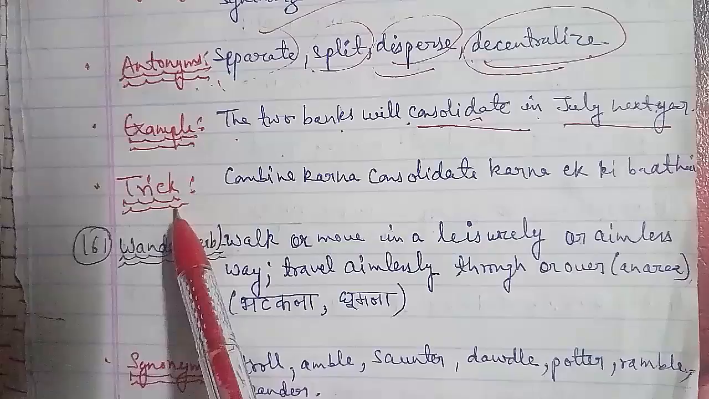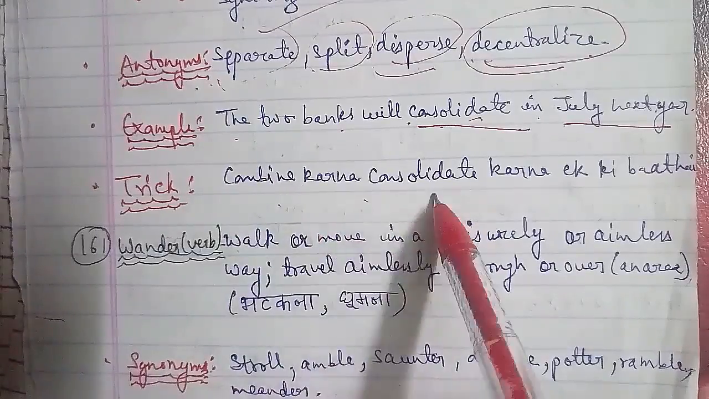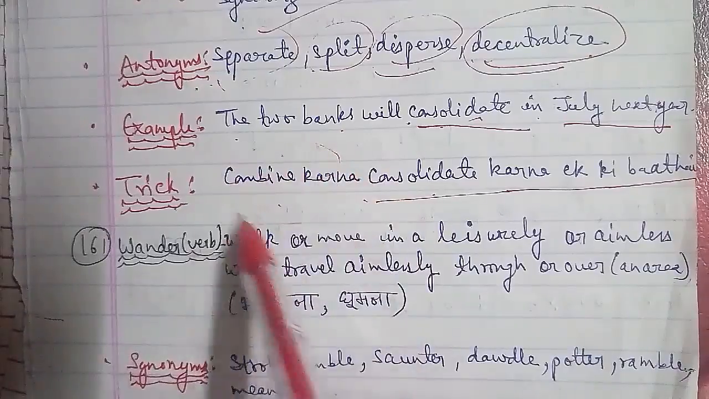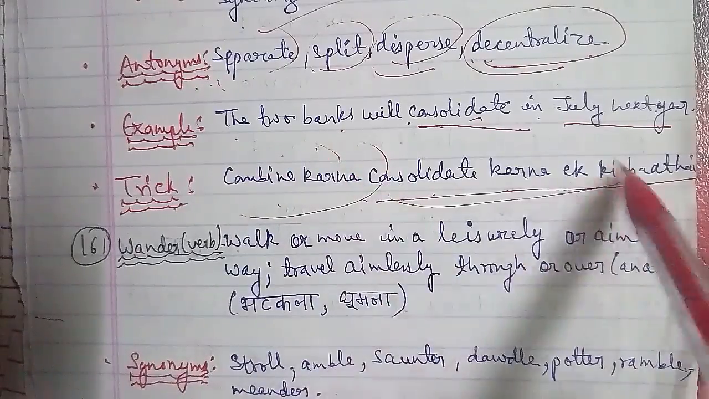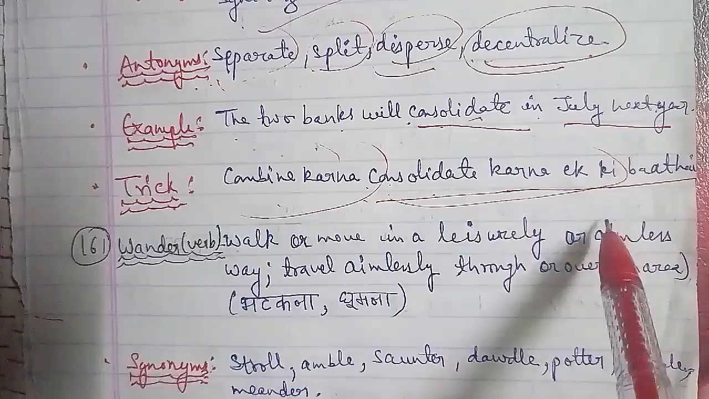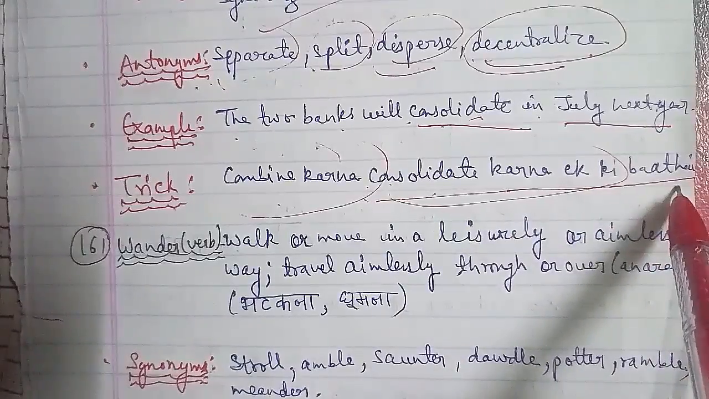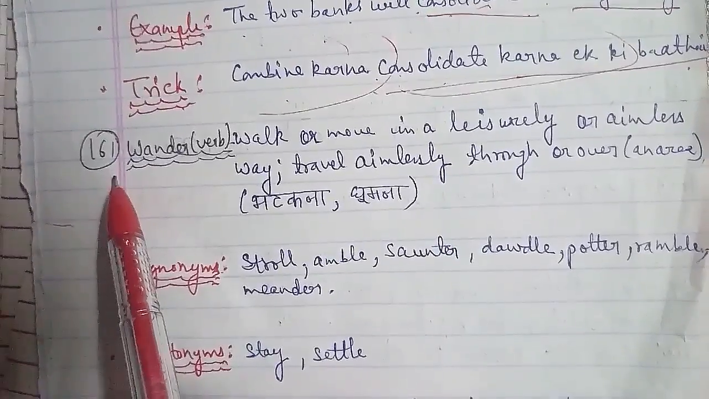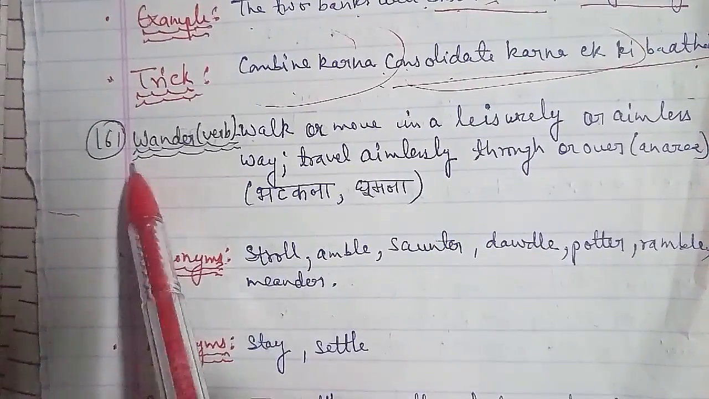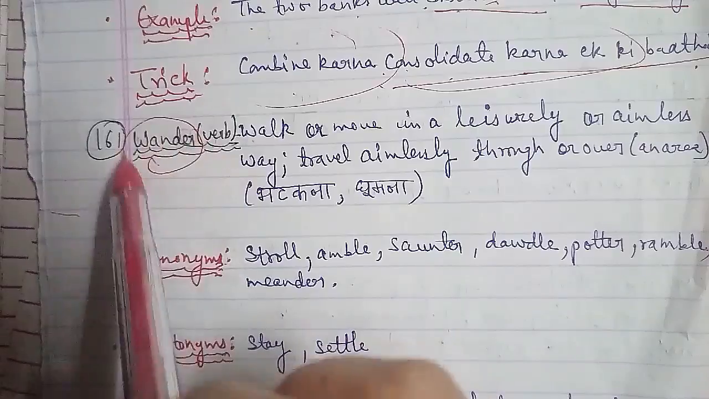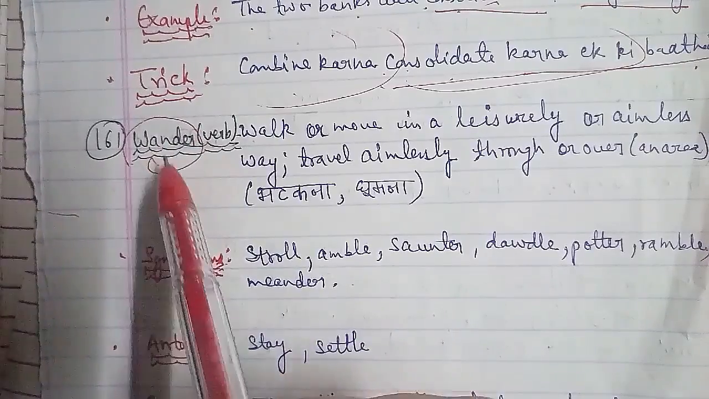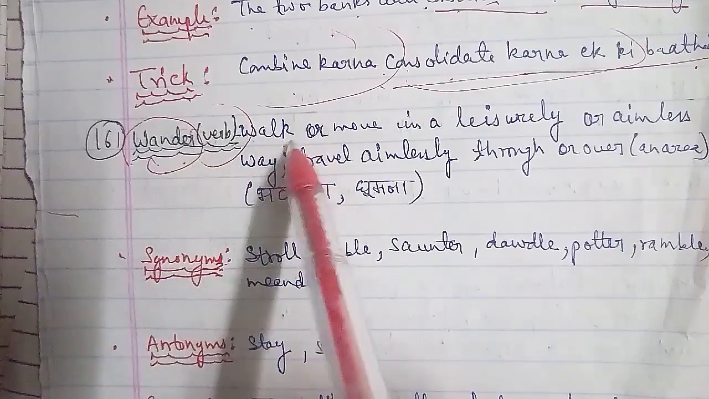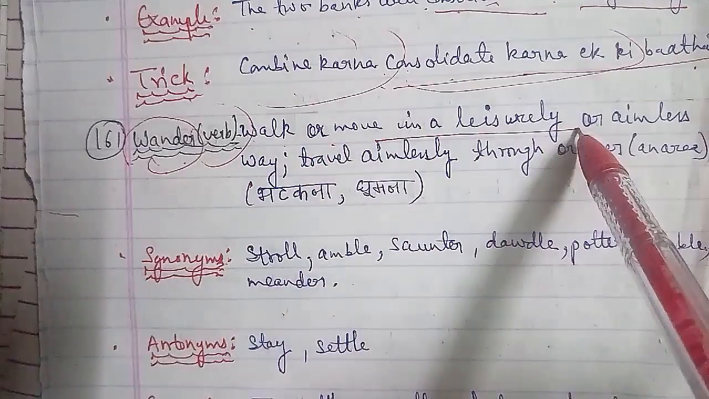Now moving on with the next word that we have here, that is your 161st word, and the word is wander. Wander is used as a verb, and wander means walk or move in a leisurely or aimless way, travel aimlessly through or over an area, जिसे हम कहते हैं भटकना या घूमना. In those cases we can use the word in English, that is wander.